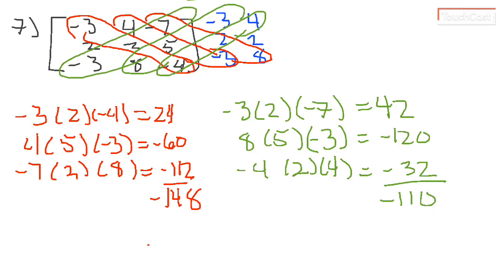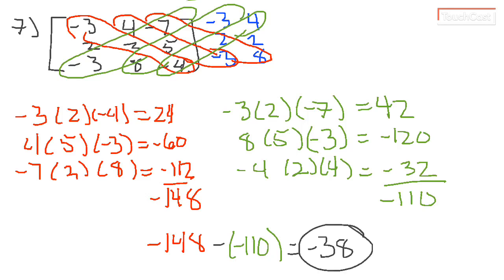So when we go negative 148 minus negative 110, we're going to get their difference to be negative 38. So the determinant of example 7 is negative 38. Let's check out example 8.